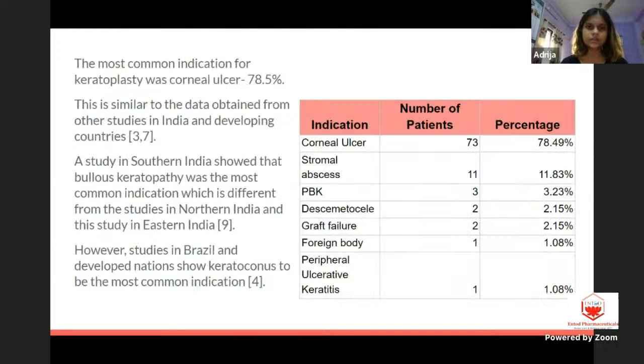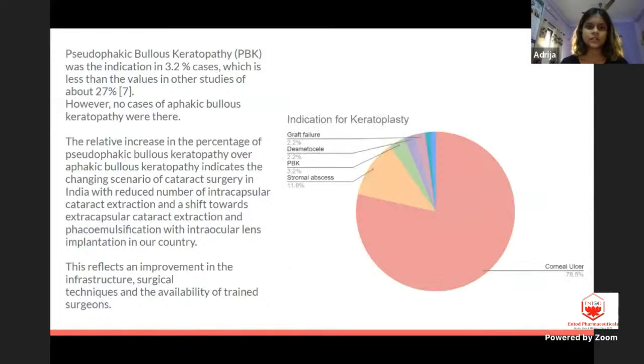The most common indication for keratoplasty was corneal ulceration, which was infective in nature. This is similar to the data obtained in other studies conducted in India. However, there was a study in southern India which showed bullous keratopathy to be the most common indication. A study in Brazil and other developed countries have shown keratoconus to be the most common indication. Pseudophakic bullous keratopathy was seen in only 3.2% of the cases, compared to other studies which show around 20-30% incidence.